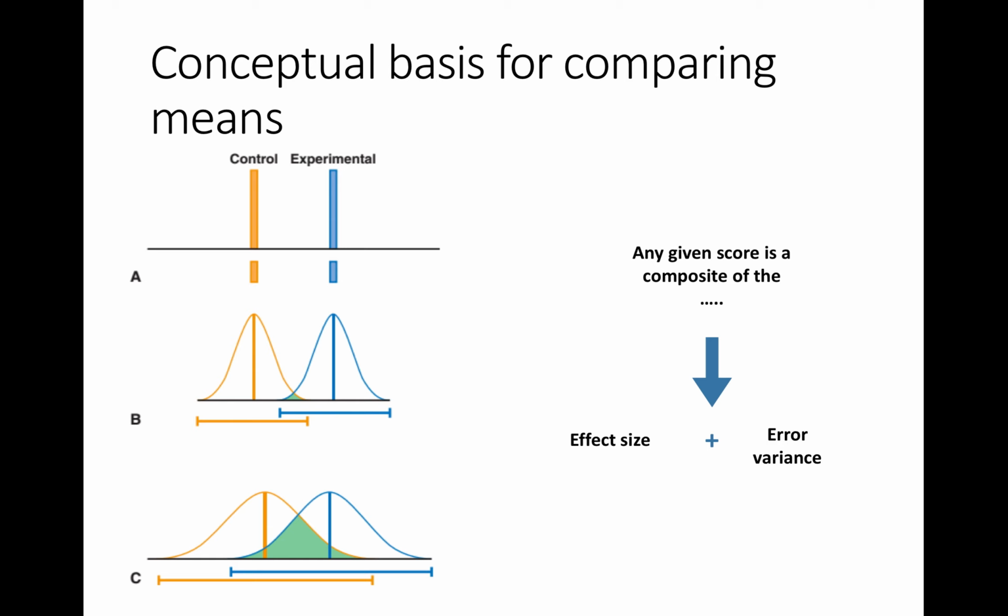As I said before, not all participants respond the same within each group, so any given score from a participant will be a composite of the real effect size plus the error variance, or the variability of the participant within the group.